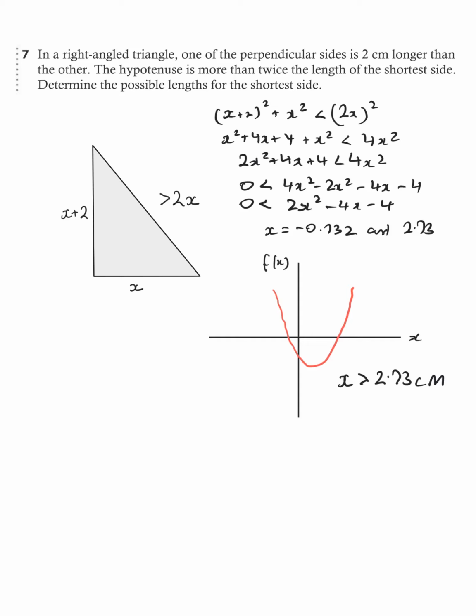Now we should check that. Why don't we put something that's greater than 2.73 in here? We put a 3 in here. Let's check. We're just checking for 3. Now this should be true. And we've got that 0 is less than, that's 18 minus 12 minus 4, 2. Well, that's true. Okay, that's for x equals 3.